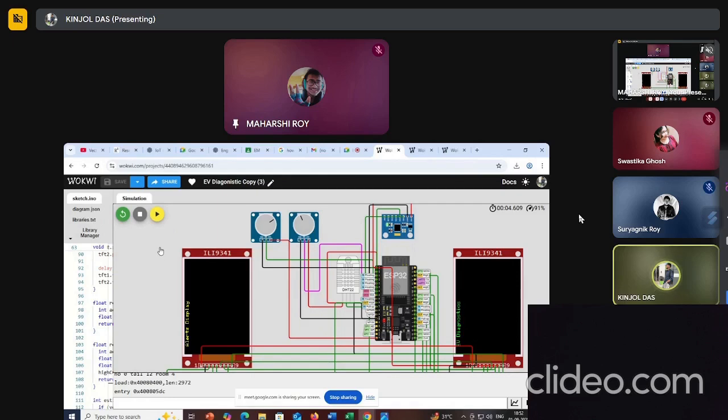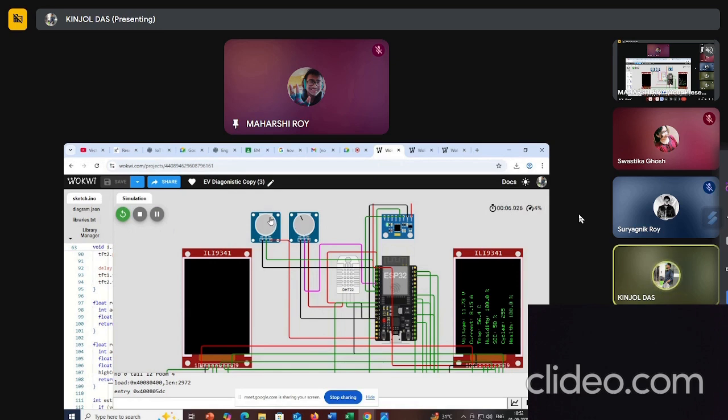Here is the simulation of our project. Here two potentiometers are used. The first potentiometer is used to simulate the potential of the battery, and the second potentiometer is used to simulate the charging and discharging current.